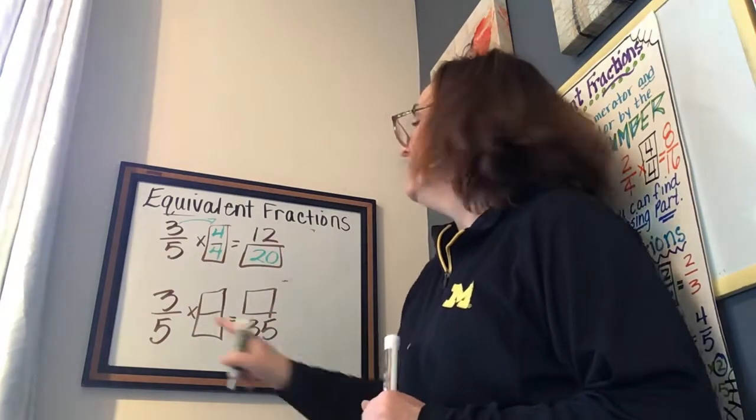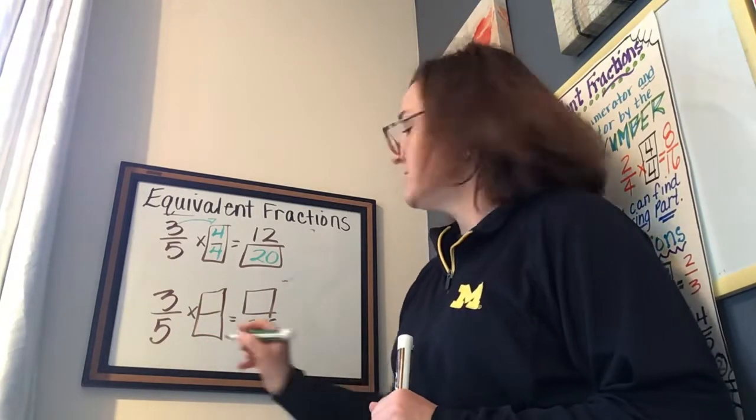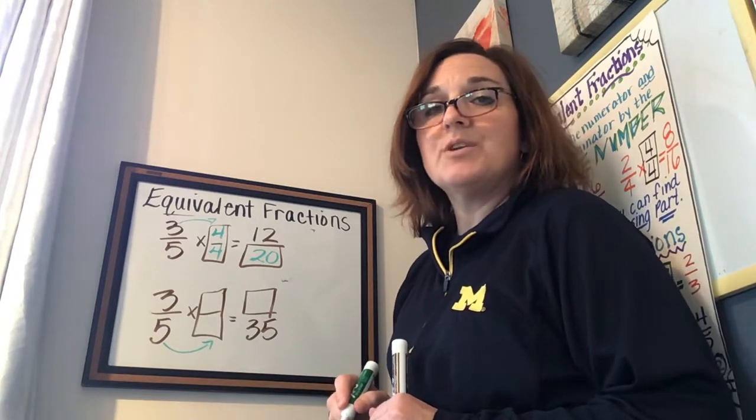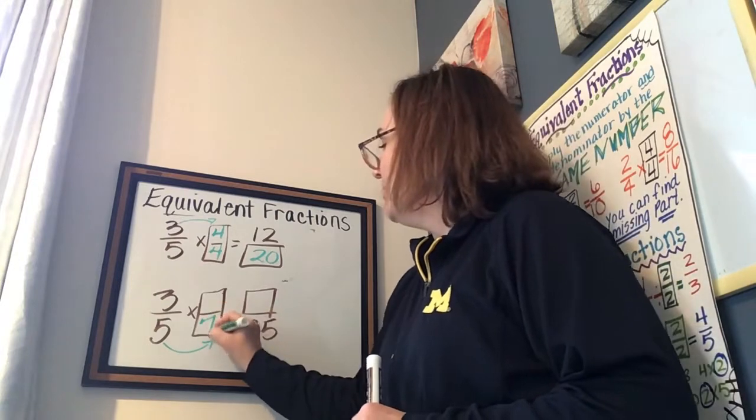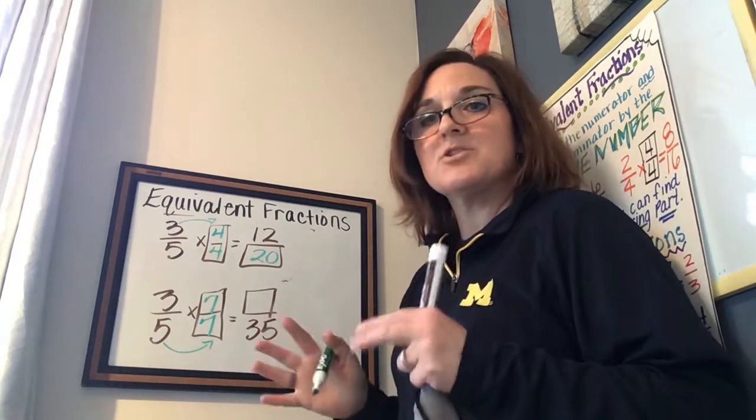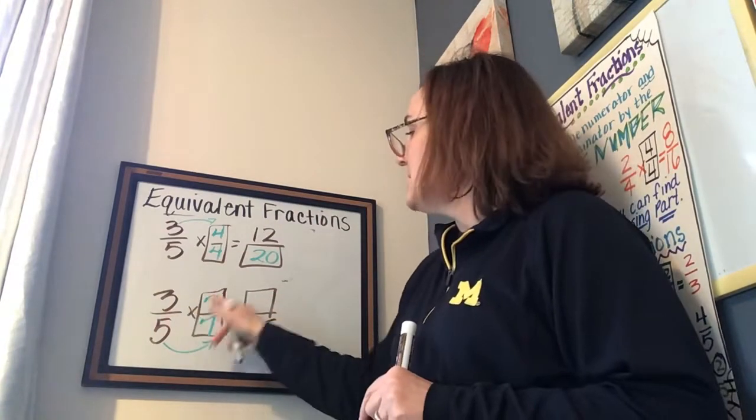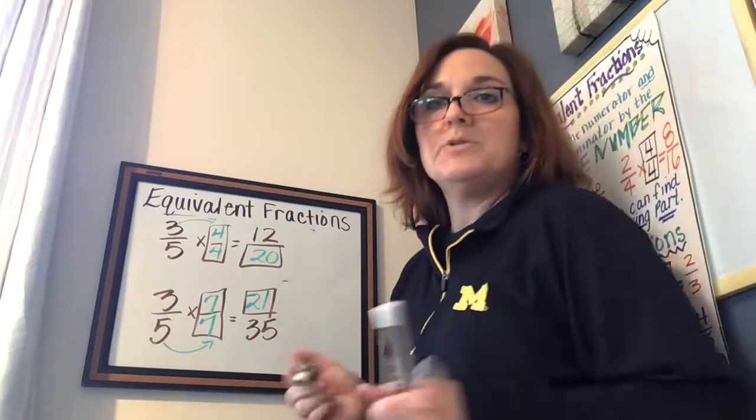Let's do the last one. 3/5 equals something over 35. So now you have to think, what times 5 equals 35? 7. So if you put 7 on the bottom, you have to put 7 on the top. They're equivalent fractions. They have to be balanced, right? You can't have it lopsided. So 3 times 7 is 21. And therefore, the blank would be 21.